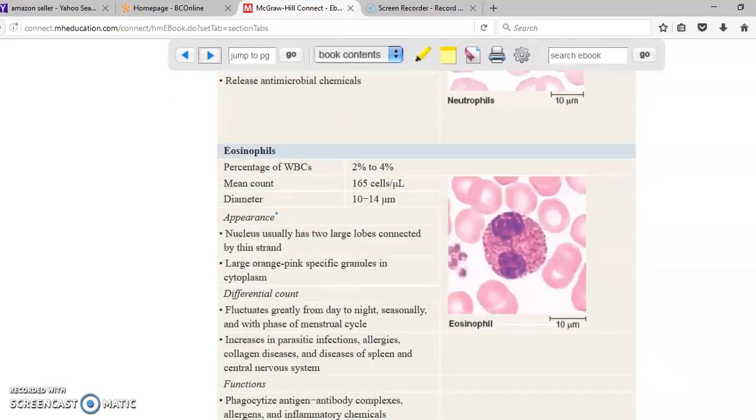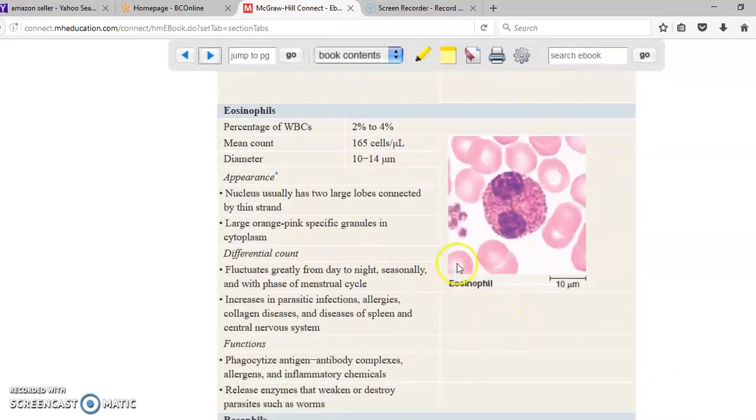The next one that you're going to have is eosinophils. The job of the eosinophil is the release of inflammatory chemicals. You release these chemicals that you have in here and they're going to stimulate inflammation. They are also going to phagocytize antigen-antibody complexes. So when you have a parasitic infection, chances are that you're going to have an increased number of eosinophils that you're going to find in your blood smear.